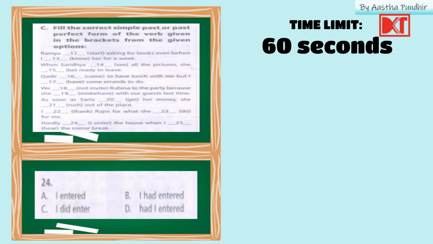Hardly dash the house when I dash the mirror break. Now here the verb is enter. Both of these actions happened in the past. Now which one happened first? This person entering the house, and then heard about the mirror break, right? So the first action is entering the house. So this entering of house will be conjugated in the past perfect tense. So hardly had I entered the house. The correct answer is D.